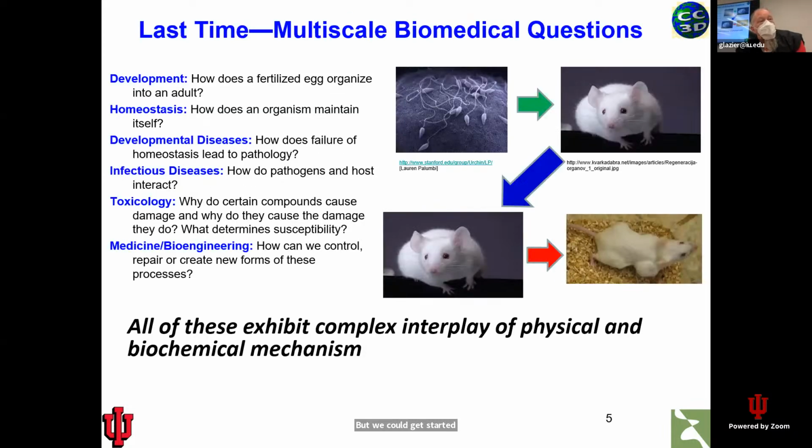So last time we were talking about the big picture, which is how do we understand biological organization? How do we build organisms? How do we maintain them? And how do they fail? How do we engineer them?